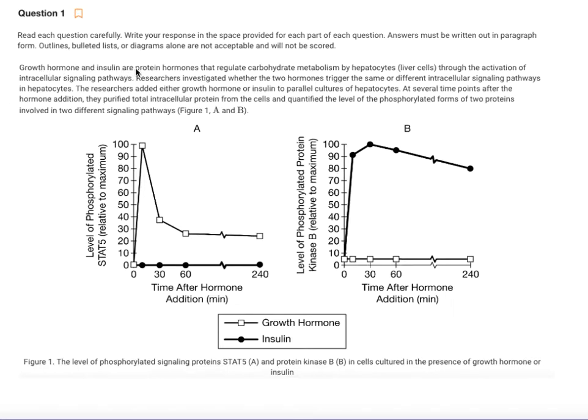Growth hormone and insulin are protein hormones that regulate carbohydrate metabolism by hepatocytes, liver cells, through the activation of intracellular signaling pathways. Researchers investigated whether two hormones trigger the same or different intracellular signaling pathways in hepatocytes. The researchers added either growth hormone or insulin to parallel cultures of hepatocytes. At several time points after the hormone addition, they purified total intracellular protein from the cells and quantified the level of the phosphorylated forms of two proteins involved in two different signaling pathways. Figure 1a and figure 1b. Okay, so let's take a look at this. There's a lot of data there.